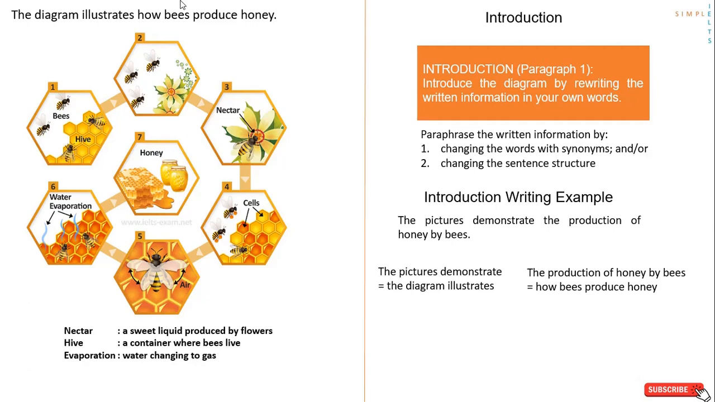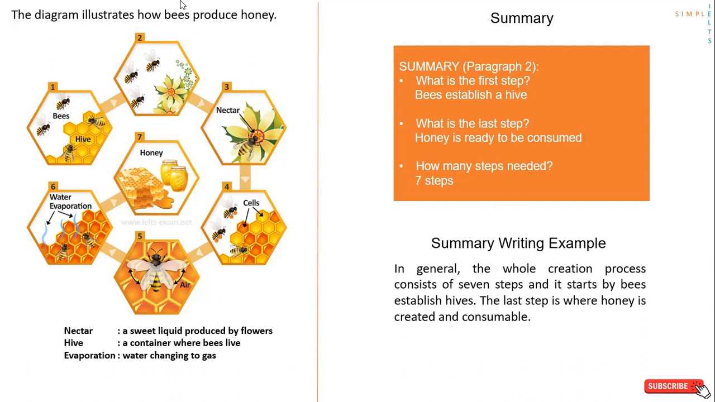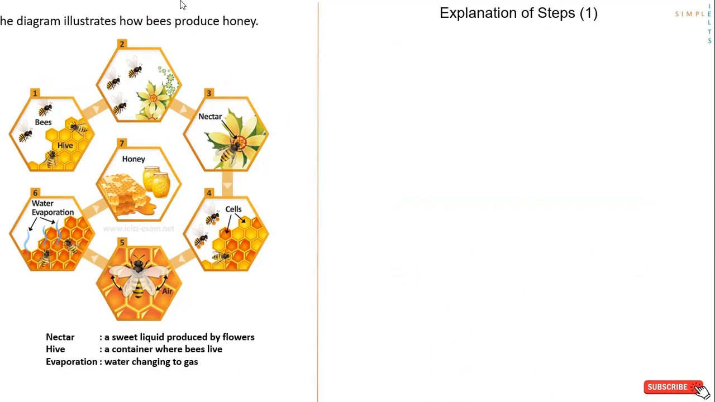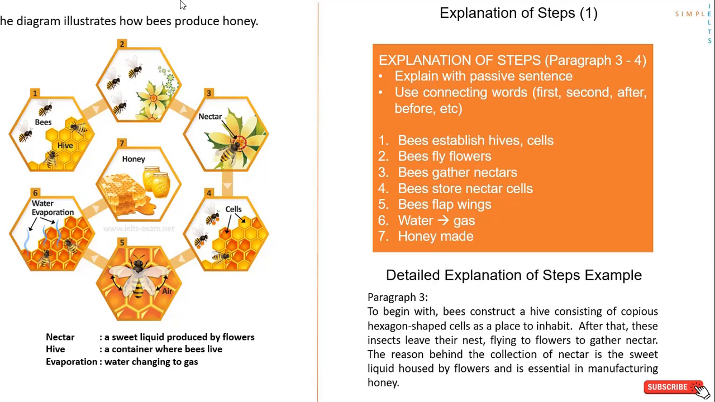Okay, that's for the introduction. And for the summary, we can write that in general or overall, the whole creation process consists of 7 steps, and it starts by bees establishing a hive. The last step is where honey is created and consumable. Okay, this is the details. Explanation of steps. First is bees establish hives, and so on until honey is made. So this is the example.